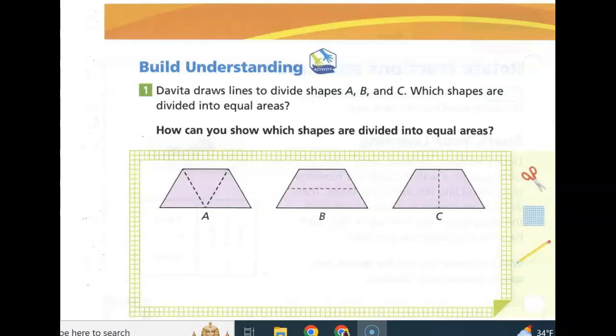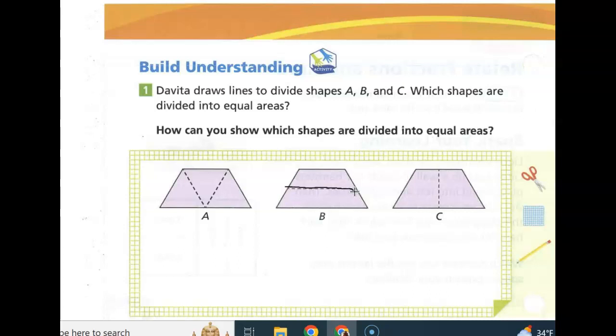How can B, can I fold that on the middle line there? Can I fold it on this line and they're going to fold the bottom up to the top and they're going to match? No. Those would not be equal spaces. It is divided, but it's not equally divided. Okay, does that make sense?